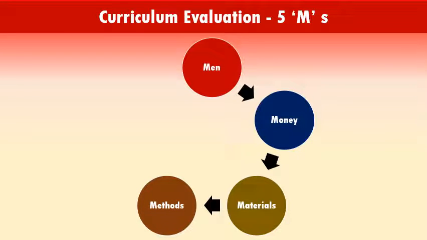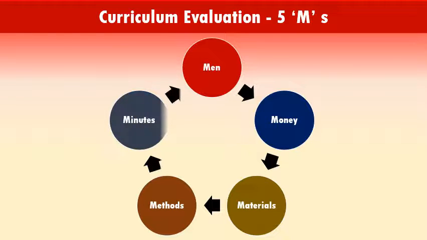Fourth M is methods. Methods are nothing but the teaching learning methods which we, with the faculties, have implemented in order to impart the knowledge, right? So the learning experiences, whatever the students have attained, whether they were sufficient, adequate, and the teachers were responsible in providing those things, and the teaching learning methods were appropriate or not, that has to be evaluated in the fourth M. And the final M is about minutes.